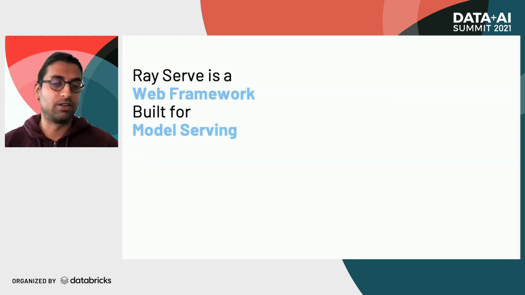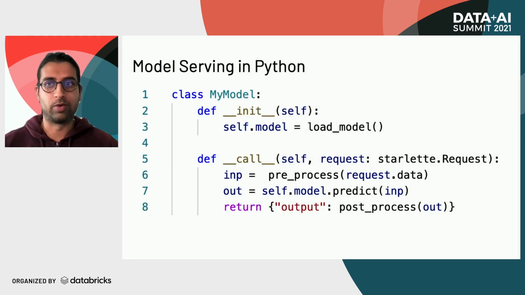RayServe is, in a nutshell, a web framework built for machine learning model serving. So here's what it's like to serve your model on the web with RayServe. You'll just wrap your model in a class, and this class will have an init function. So you can initialize your model, and this step might take a while. Maybe you have to download a lot of data. And then when it's called, you can pass in a web request and then do any kind of pre-processing and post-processing you want before and after passing it to your model.